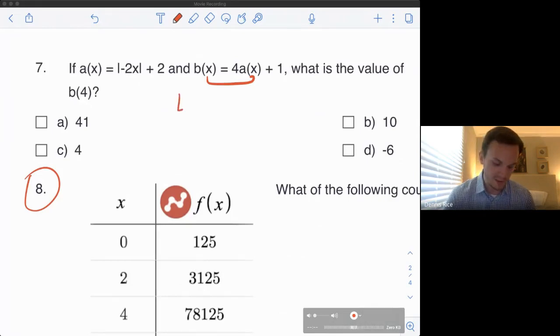Now, had this question said this, let's change the question a bit. Had it said this, now instead of b of 4, we would find a of 8. So that's the one where you change what you plug in. But in this case, you should have plugged in a 4, kept it the same. So plug in a 4, you got 10, and then you change it after the fact. You take that answer of 10, and now you're like, all right, times 4 plus 1.